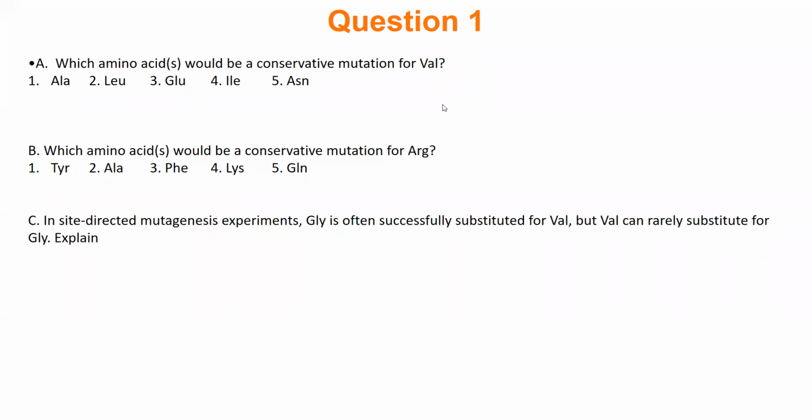And B, what amino acids would be a good mutation for arginine? So we're looking for conservative mutations in both A and B. See if you can look at these amino acids, remember what your structures are, and determine what good mutations are in each case.